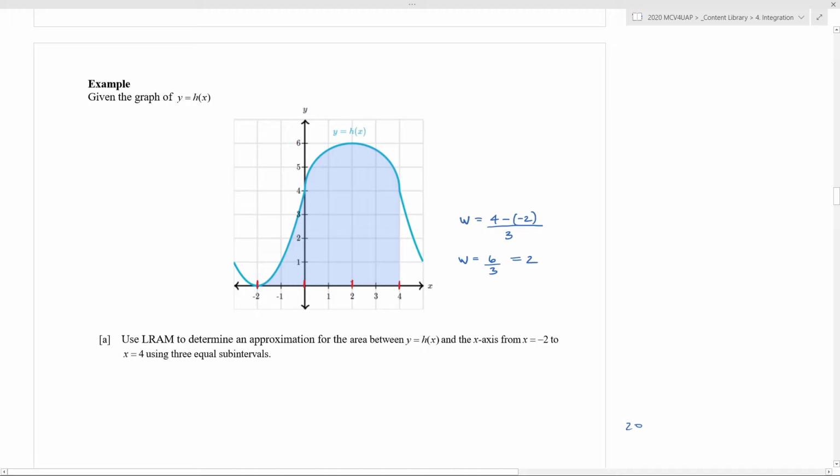Okay, LRAM, I'll start on the last rectangle. The left-hand side has to line up on the curve. So it would look like this. The middle rectangle, the left-hand side needs to line up on the curve. Would look like that. And the first rectangle is a bit odd. It's like this. It's 0. It has no area.